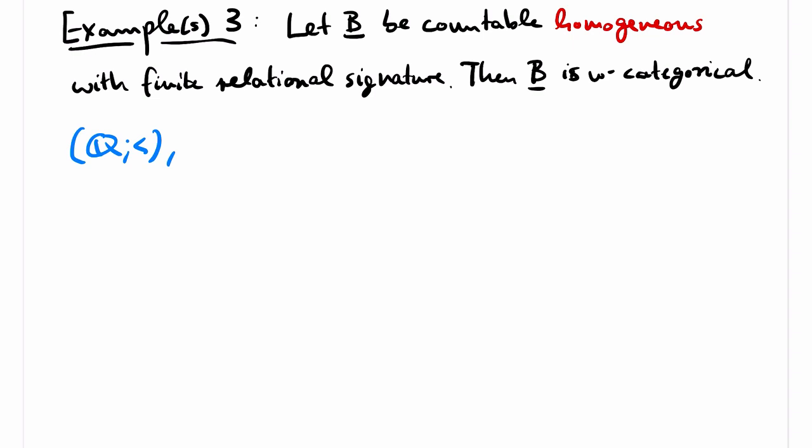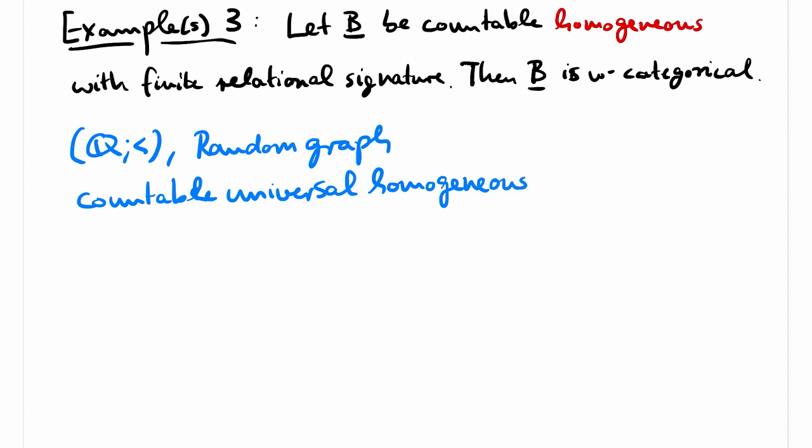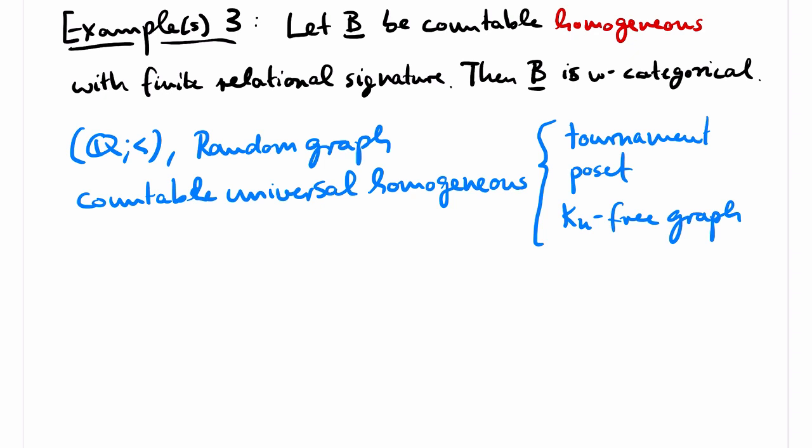finite relational signature. But it also covers many examples of homogeneous structures that we have seen in the video about amalgamation classes. For example, the random graph, the countable universal homogeneous tournament, the countable universal homogeneous poset, or the countable universal homogeneous Kn-free graph. For finite relational signatures, for every n, there are only finitely many non-isomorphic substructures with n elements. Homogeneity then implies that there are finitely many orbits of n-tuples. And the theorem of Ryll-Nardzewski then implies omega-categoricity.